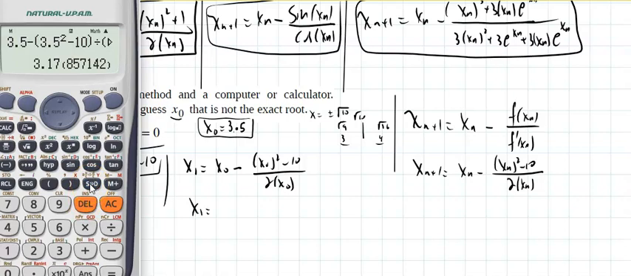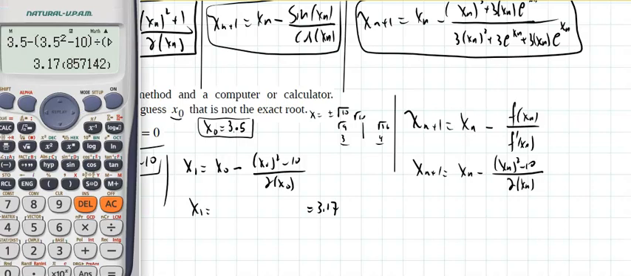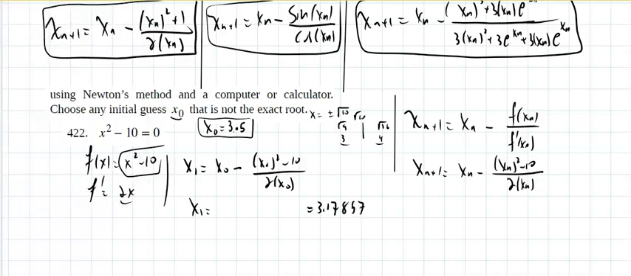And I'll get 3.17857. I'll get 3.17857. Okay, so I put 3.5 minus 3.5 squared minus 10 divided by 2 times 3.5.